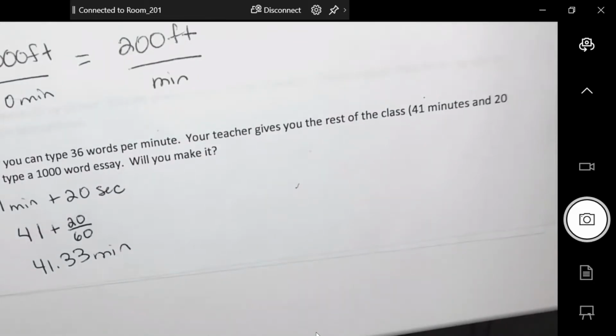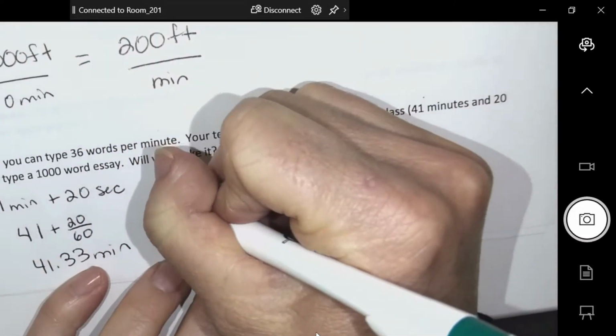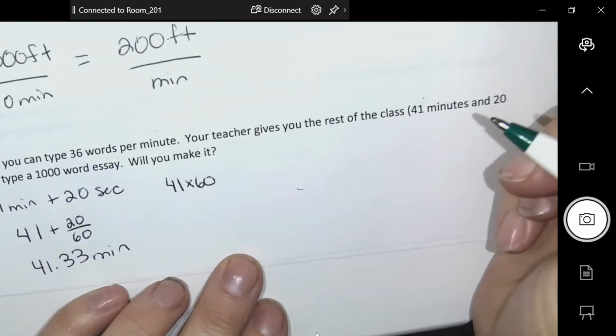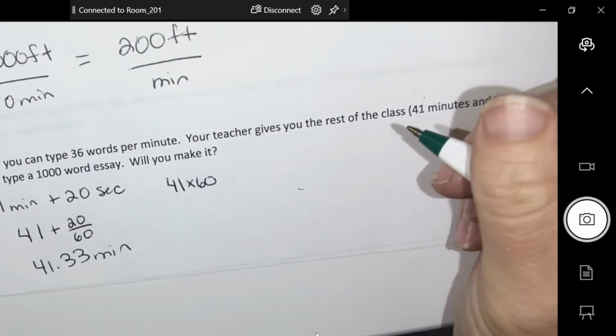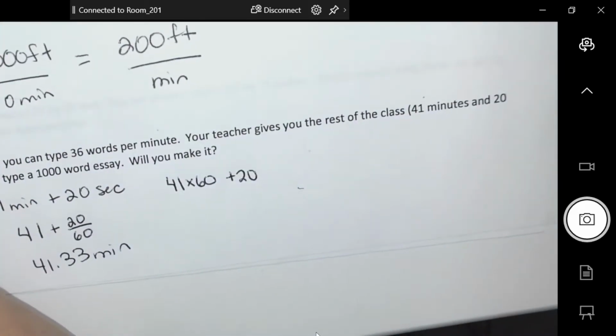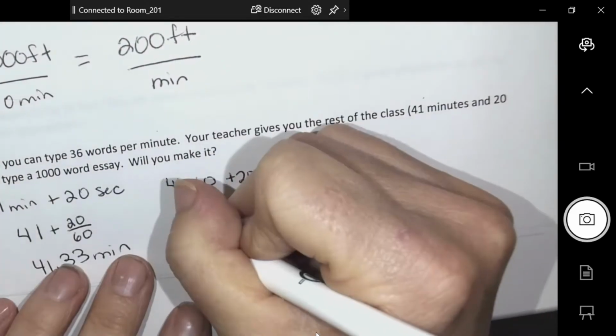What is another thing you could have done instead? This works. Just go to complete full seconds. How would I do that to change it to seconds? I would do 41 times 60 seconds, because each minute has 60 seconds. And then I would add 20 more. Are you okay with what I was doing there?